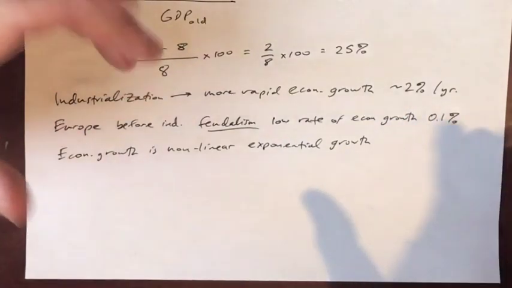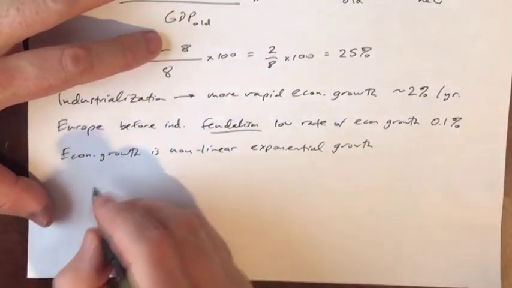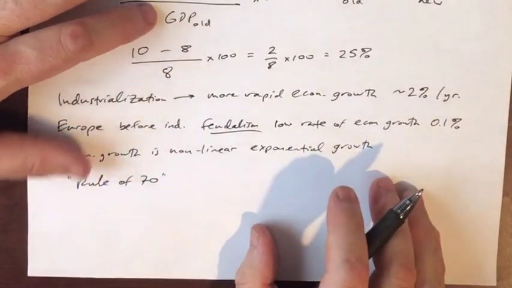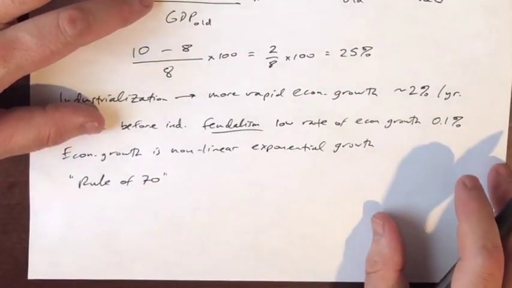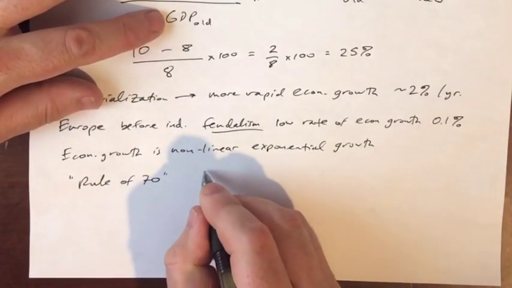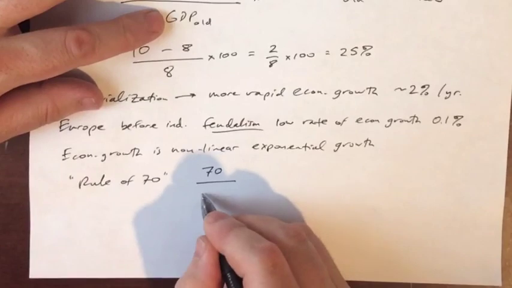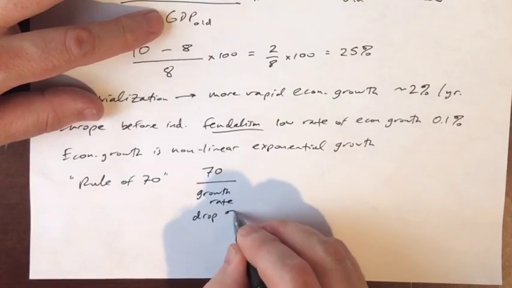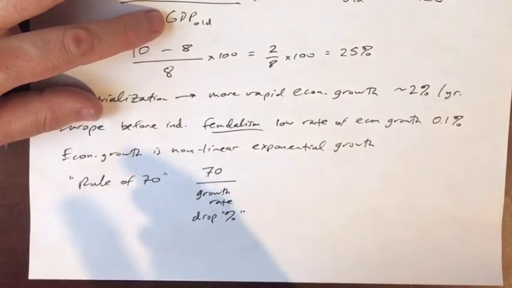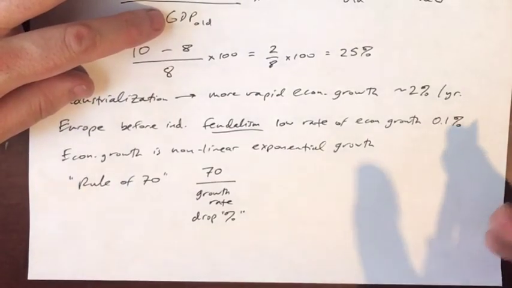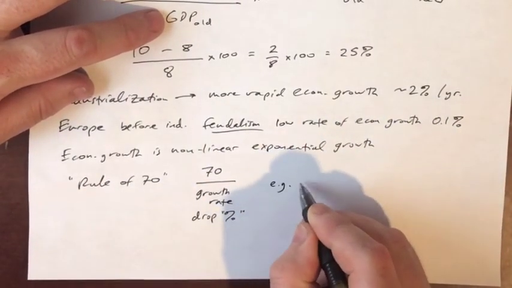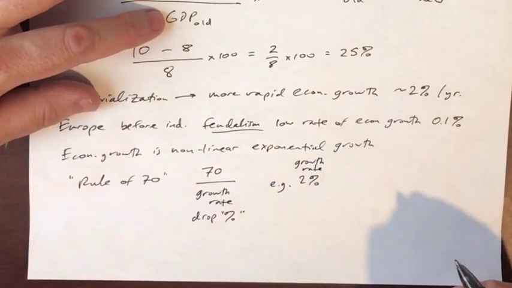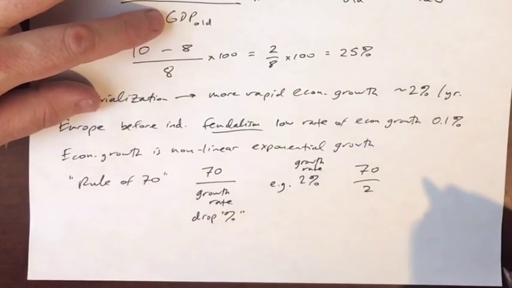So in order to help us understand this, we use a mathematical shorthand known as the rule of 70. The rule of 70 is just a shortcut for us. What we're going to do is take the number 70 and divide by the growth rate. When we do that, we drop the percentage and just use the number, whatever it is. So, for example, if our growth rate is 2%, we take the number 70 and just divide by 2.